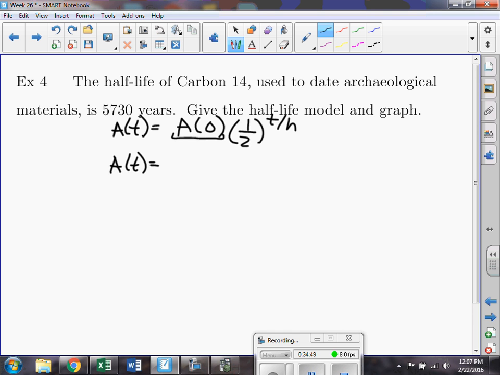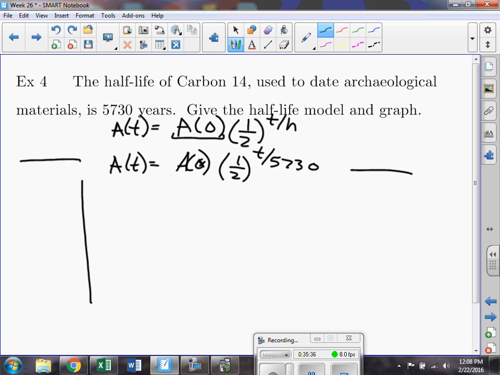We're not told a number for the initial value. You would have to recognize the initial value is 100% of something. We don't know the number. 100%, and that 100% is just the number 1. Continuing further, we were told the half-life is 5,730. And so here is our half-life model. Whatever this original amount was, we don't know, but it was the initial population amount.